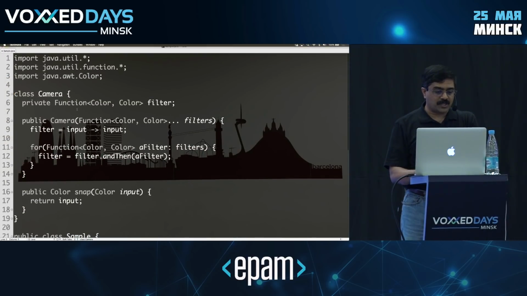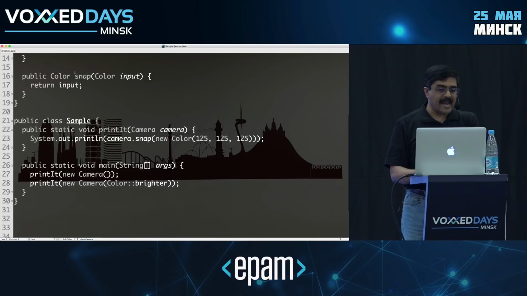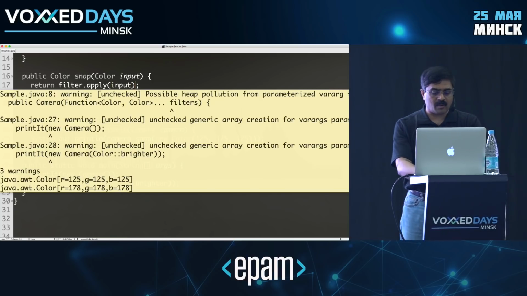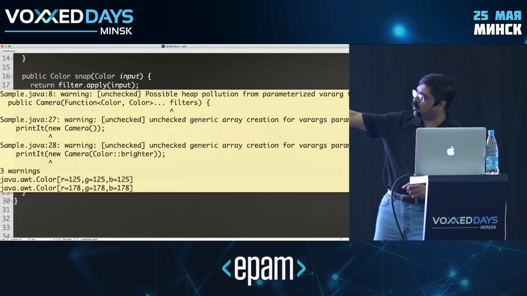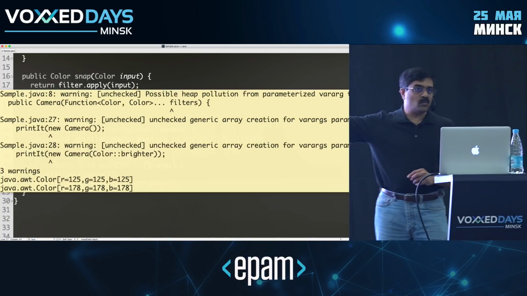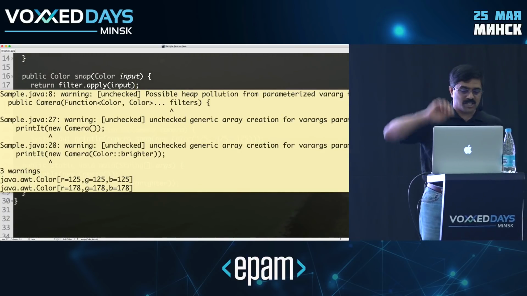Let's apply the filter. So I come to the line number 18 and say, what am I going to do now? Return the filter.apply and pass the input to it. So when you run the code this time around, you can see the first one is 125, the second one is 178 because it's brighter.